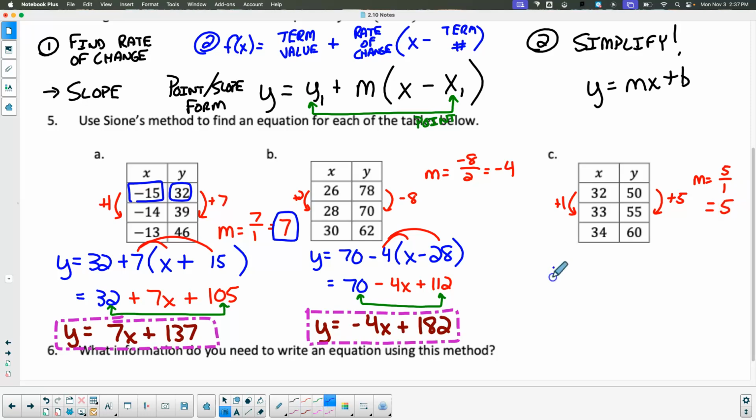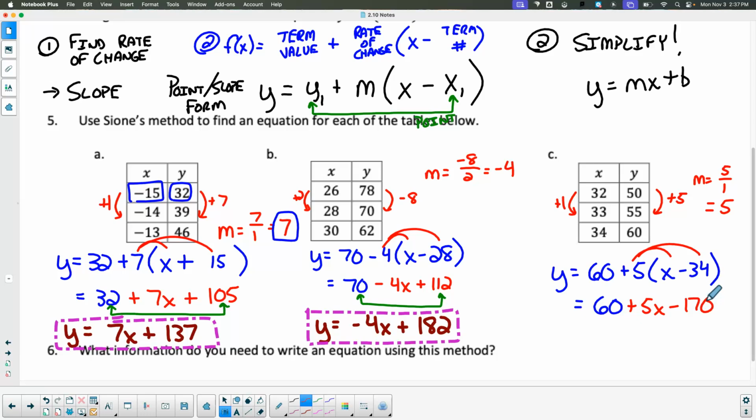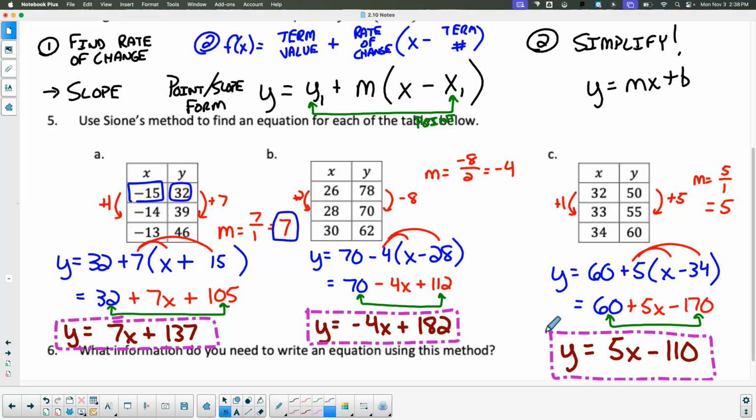How are they doing? Last one I got y equals 5x minus 110. Smart choice. As long as you understand it.